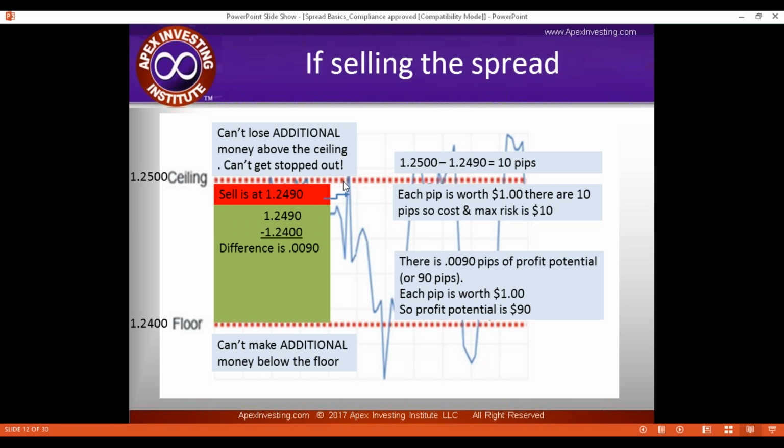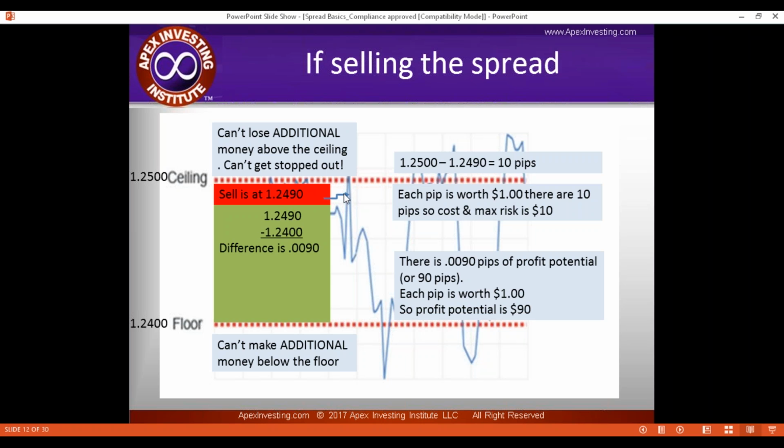Okay? What if the price goes against me 200 pips above the ceiling? Well, if I sold at 24.90, where is my risk capped at? I can only lose money up to where, Cheryl? Up to the ceiling. So if it goes up 10 pips against me, 10 ticks against me, how much do I lose at $1 a tick?